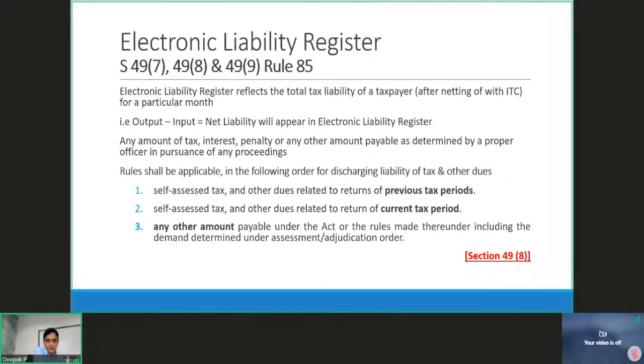Previous month's returns you will pay first. Whatever you have assessed in your monthly returns, you will pay that first. Then taxes for the present month you will pay. Then later on you will pay any assessment or adjudication order, because you cannot say that, okay, assessment order I paid, so my tax liabilities of tax, what I have declared in the returns, I'll pay later. No. Whatever you have declared in the returns, you have to pay first, then whatever comes as an assessment or adjudication.